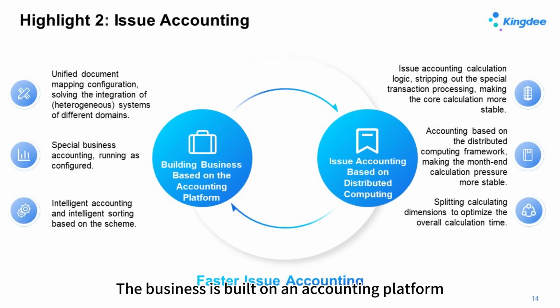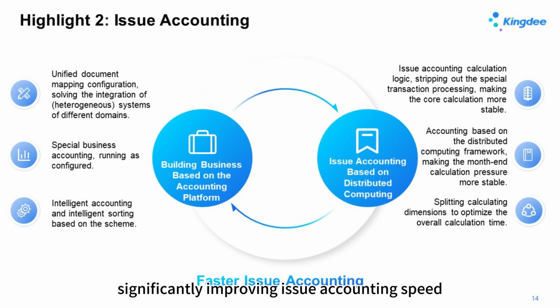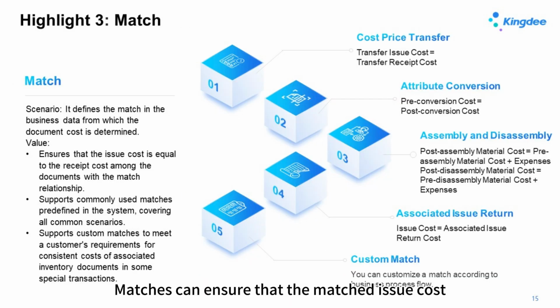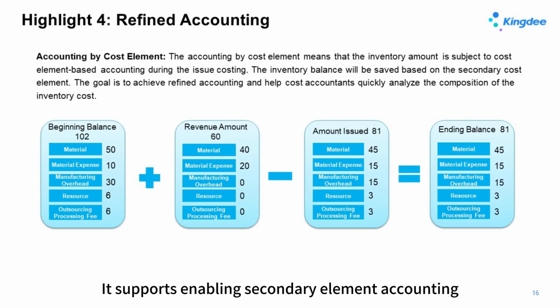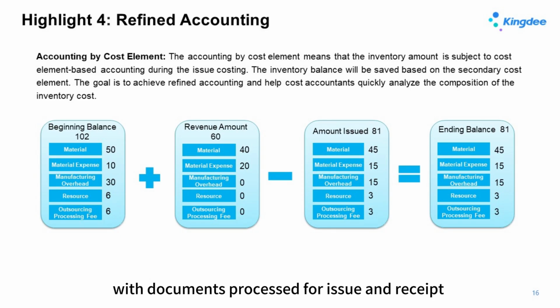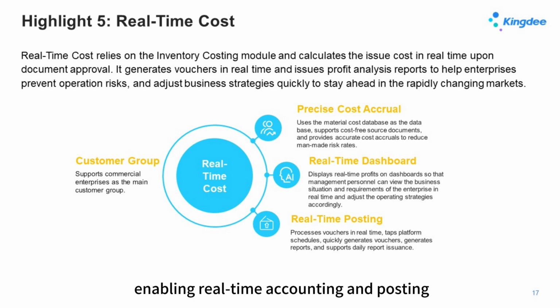The business is built on an accounting platform, and issue accounting is based on multi-step calculation, significantly improving issue accounting speed. Matches can ensure that the matched issue cost equals the matched receipt cost, and it supports user-defined match relationships. It supports enabling secondary element accounting, with documents processed for issue and receipt accounting and carry forward by secondary element. It supports real-time cost, enabling real-time accounting and posting.